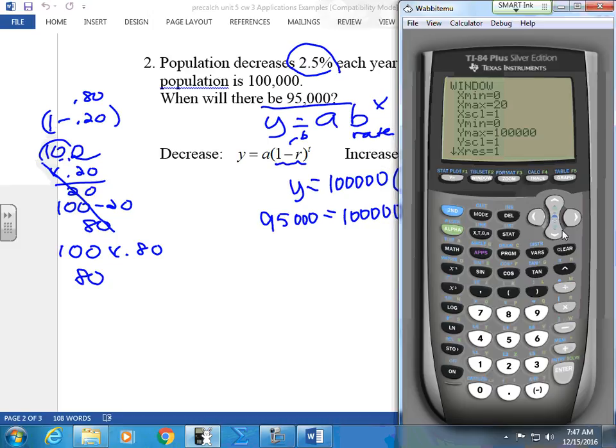Keep thinking. Greater than 95,000, because what did it start at? 100,000. So aren't I decreasing? So my max is 100,000. Does that work for you? It's the max I'll ever be, and I'm going to be decreasing. So I graph. I can always change this. If I don't like it, I can change it.